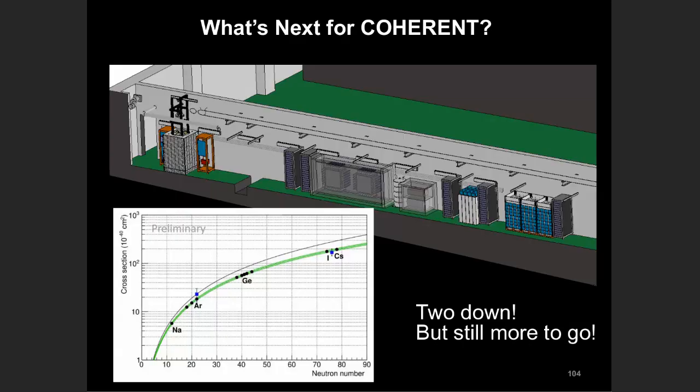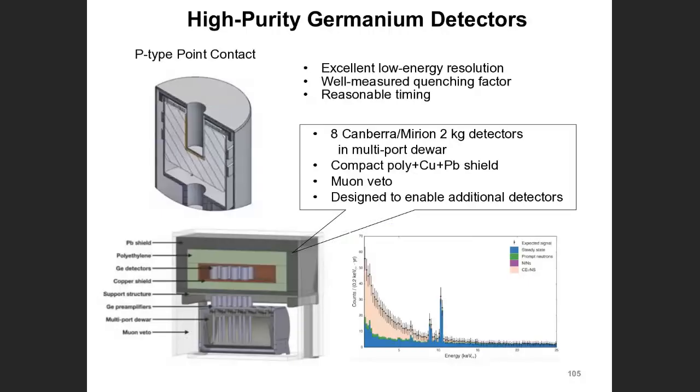Okay, so what's next? 2 down. We've got more to go. Let me just say what we're planning for the future. We've got 8 in hand 2 kilogram germanium detectors that are sitting in the lab in North Carolina, being characterized, and the plan is to deploy them inside shielding. It's also well underway. That will be completing at the end of the summer, and this is the kind of recoil spectrum you expect.